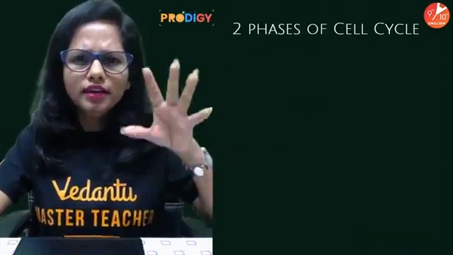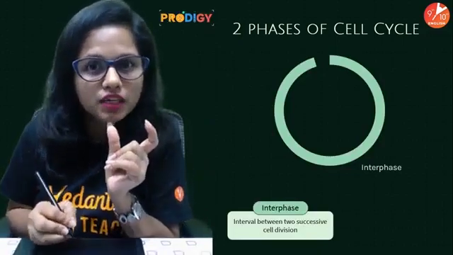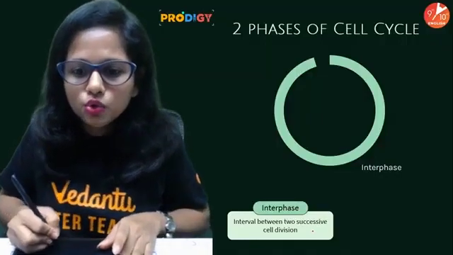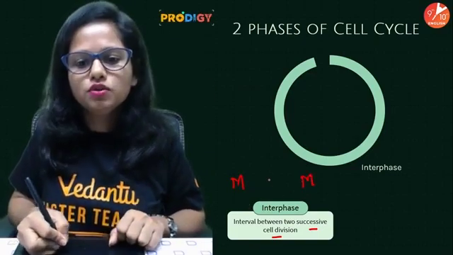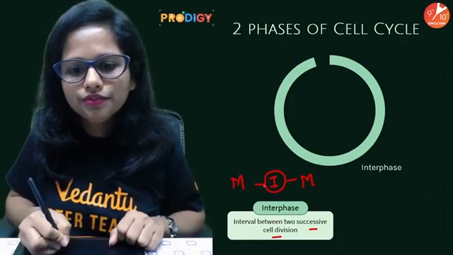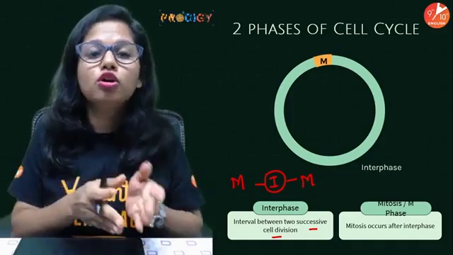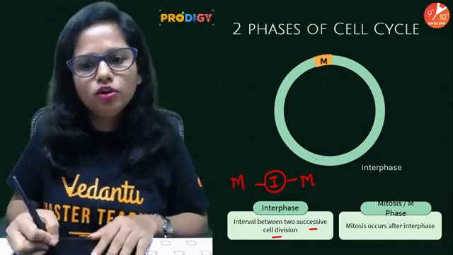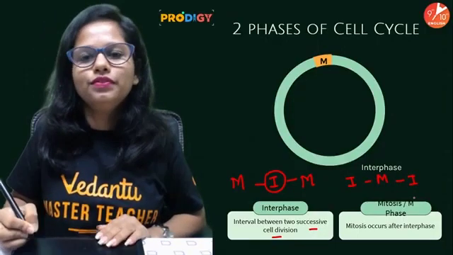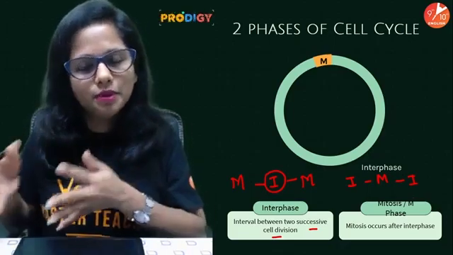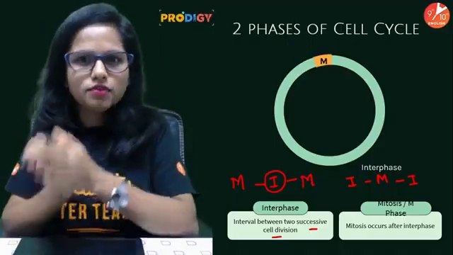So let us focus on these two phases of the cell cycle. When I talk about interphase, inter means in between. So interphase falls in between two successive cell divisions. Suppose here is the first mitotic phase, here is the second mitotic phase. In between them, there will be an interphase. Interphase will definitely be followed by mitosis, right? So mitosis occurs after interphase. And once mitosis is done, again interphase will follow. So this keeps on repeating, like you eat, sleep, repeat, as I said in the initial part of the session. Yes, the cell also does the same thing: mitotic phase, interphase, mitotic phase, interphase.